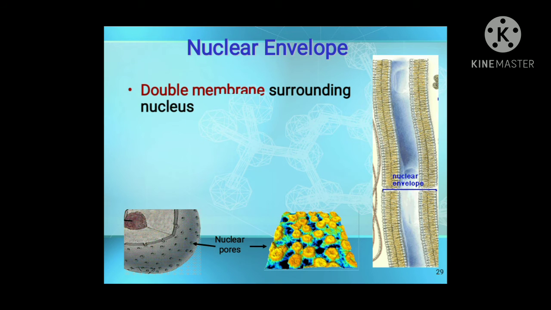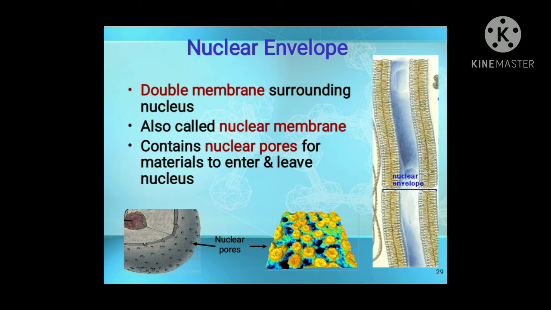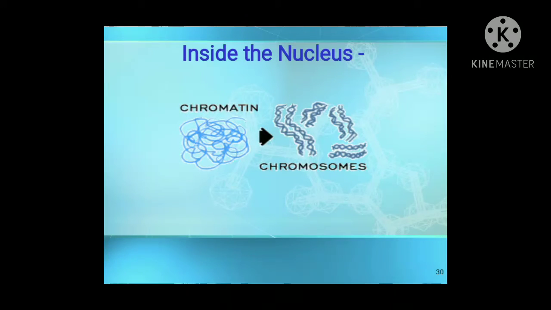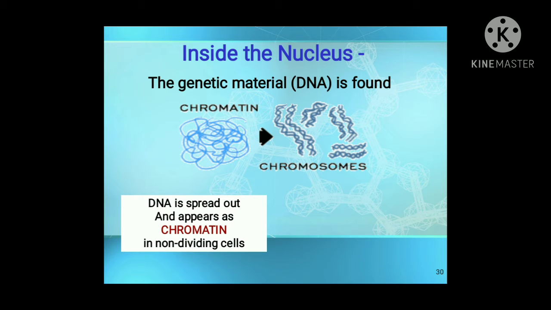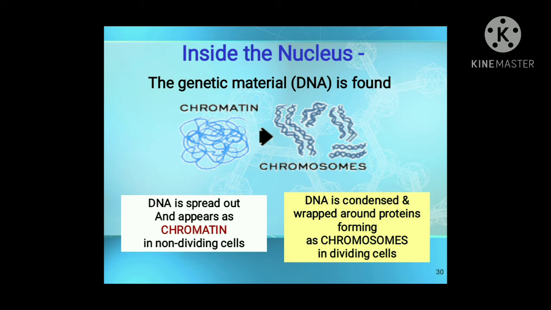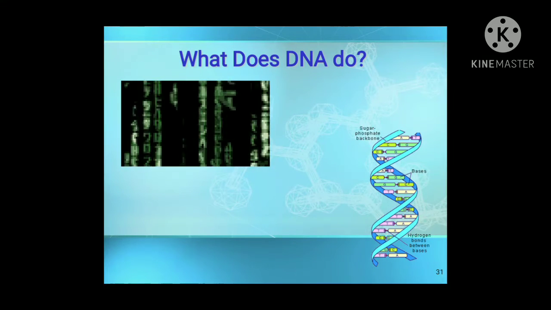The nuclear envelope is the double membrane surrounding the nucleus. It is also called the nuclear membrane. It contains nuclear pores for materials to enter and leave the nucleus. Inside the nucleus is where the genetic material DNA is found. The DNA is spread out and appears as chromatin in non-dividing cells. In dividing cells, DNA is condensed and wrapped around proteins, forming chromosomes.